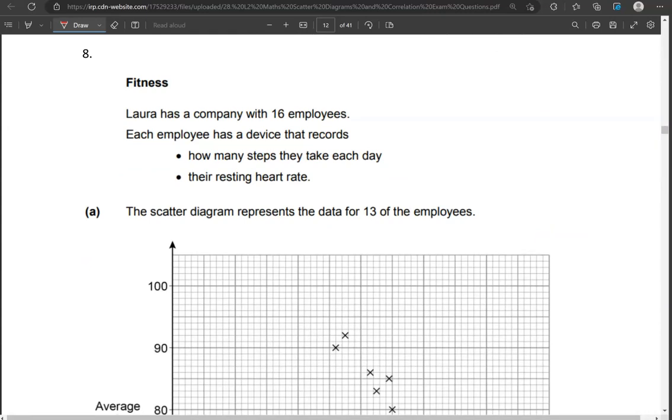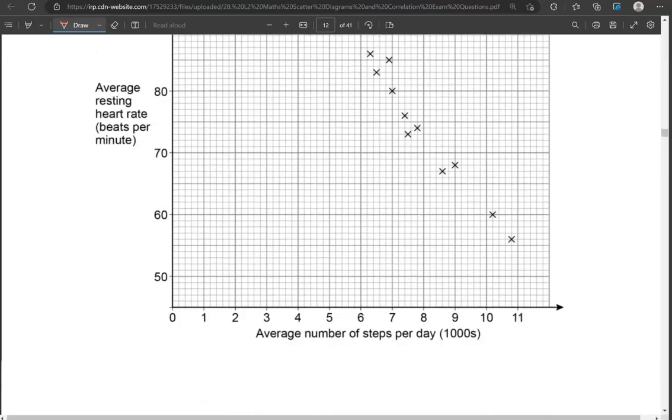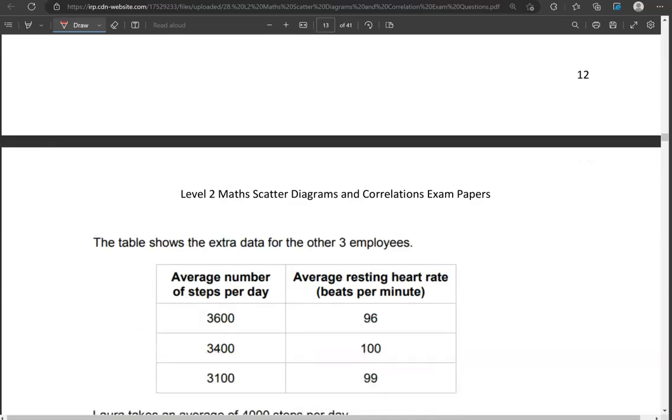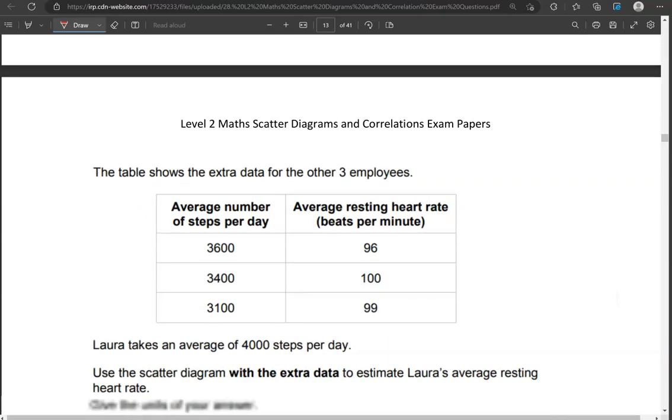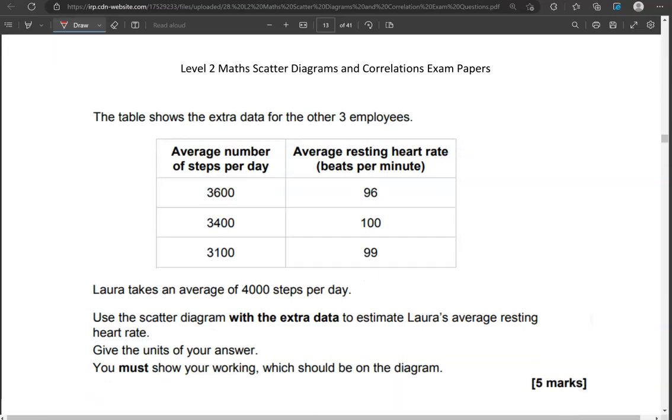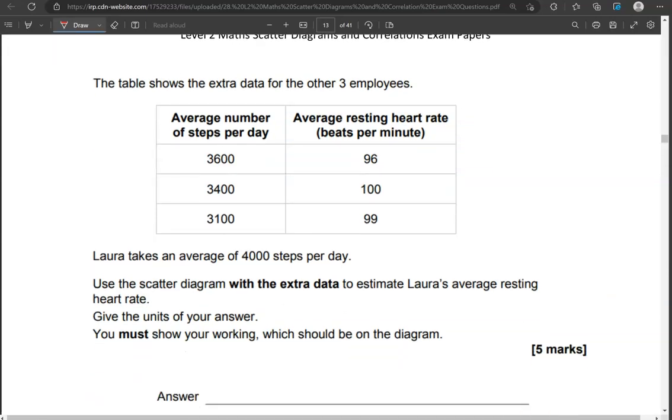Laura has a company with 16 employees. Each employee has a device that records how many steps they take each day, their resting heart rate. The scatter diagram represents the data for 13 of the employees. The table shows the extra data for the other 3 employees. Laura takes an average of 4,000 steps per day. Use the scatter diagram with the extra data to estimate Laura's average resting heart rate. Give the units of your answer. You must show your working, which should be on the diagram.